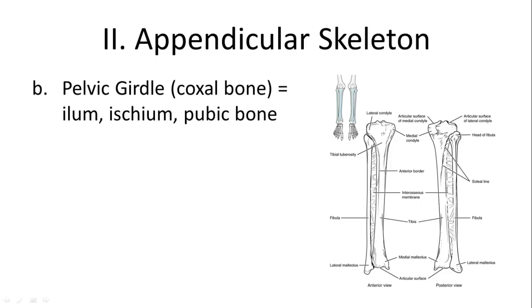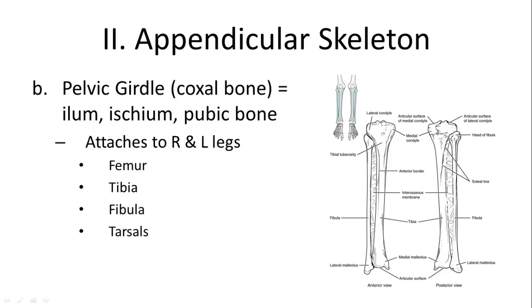The pelvic girdle then is the group of bones that ties your legs to your axial skeleton and includes the coxal bone, which is actually 3 bones, ilium, ischium, and pubic bone, and then attaches to the right and left legs. From there you have the femur, largest bone in the body, the tibia, and the fibula together, then the tarsals, metatarsals, and phalanges there, which are your toes.